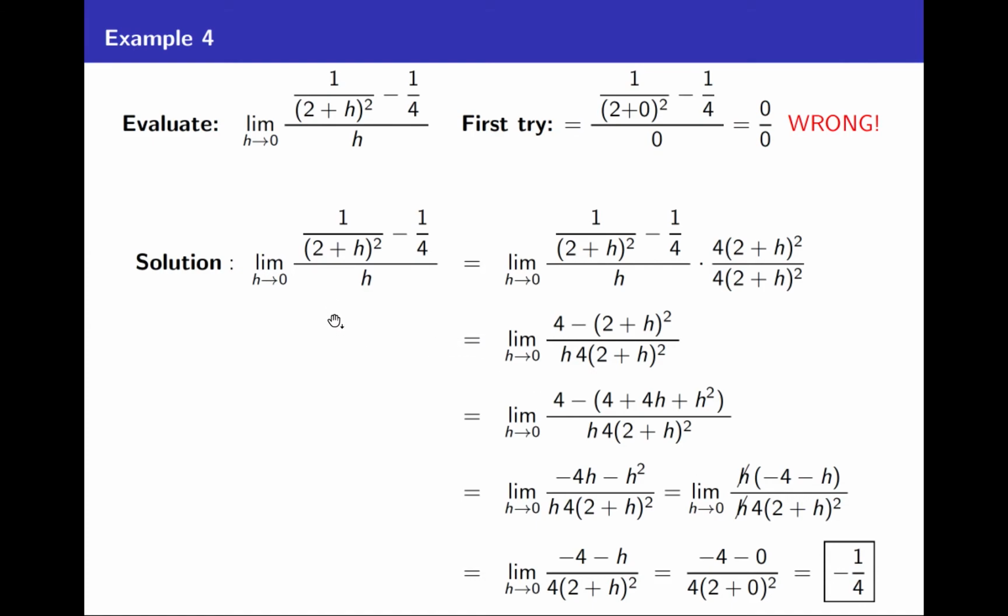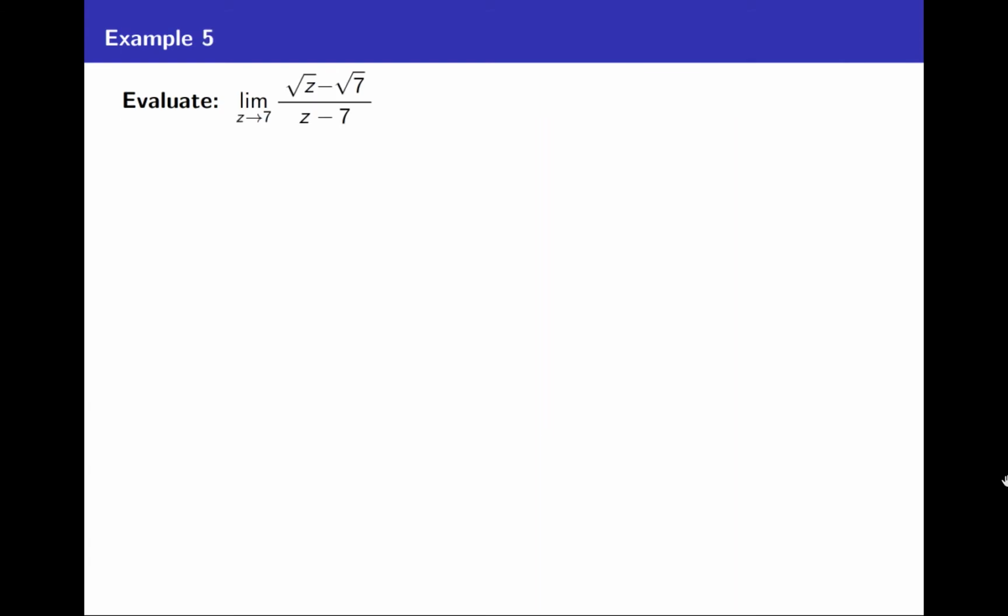So this limit equals negative 1/4. Example 5. Evaluate the limit as z approaches 7 of the square root of z minus the square root of 7, divided by z minus 7.